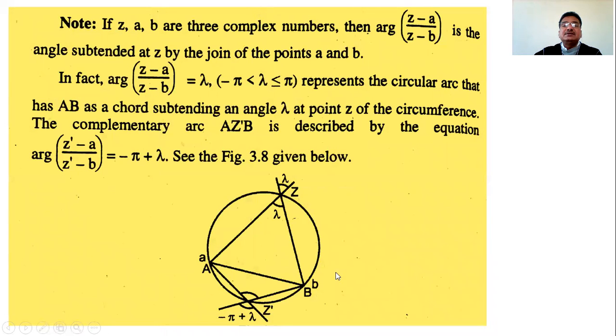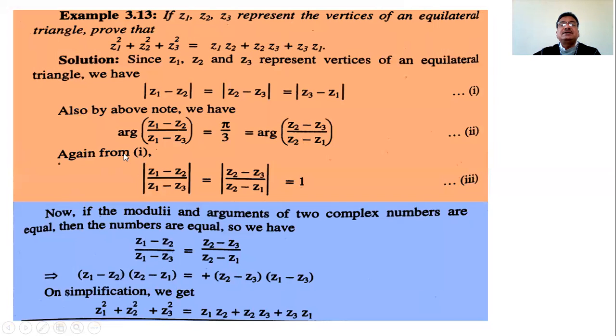So the next example: suppose A is this complex number, B is this complex number, and lambda is the angle between them. Then what is the argument of (Z minus A) divided by (Z minus B)? It is the angle between them, lambda. So what is the angle lambda? The argument of (Z minus A) by (Z minus B) is the angle between these two vectors, the two complex numbers A and B. Okay, so this is the example.